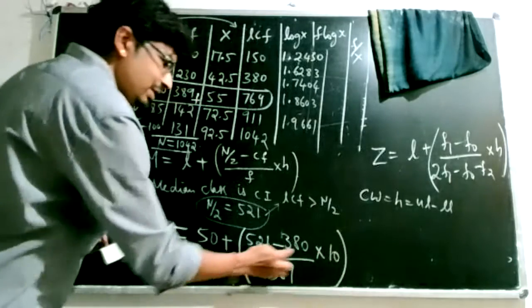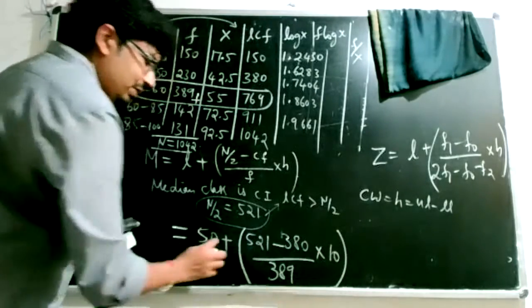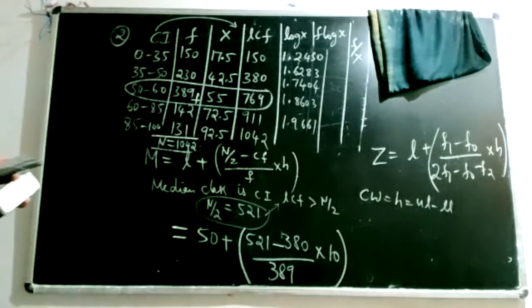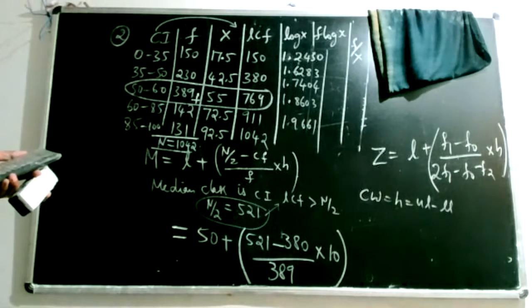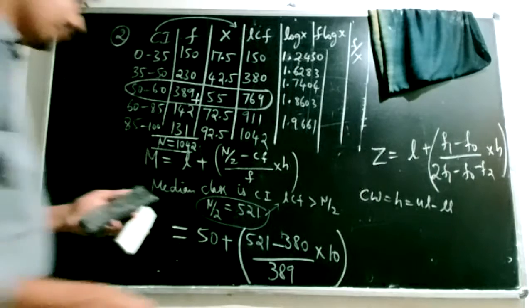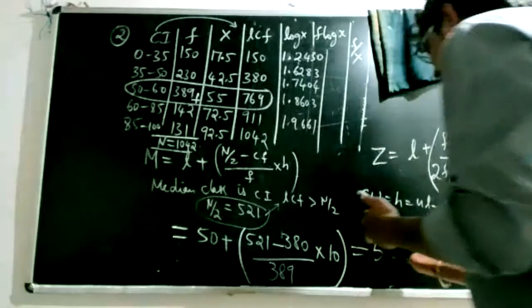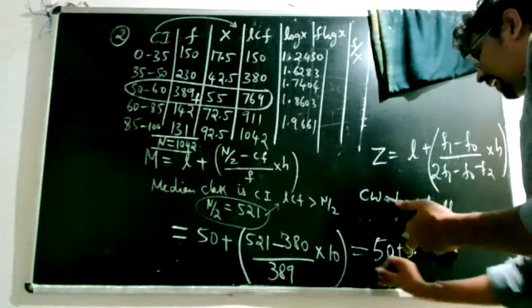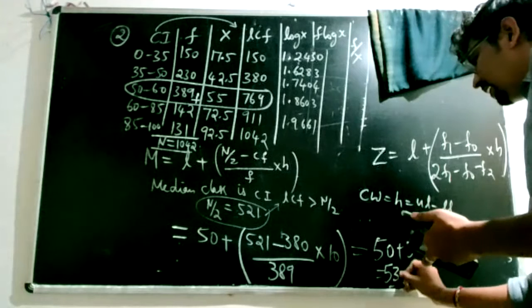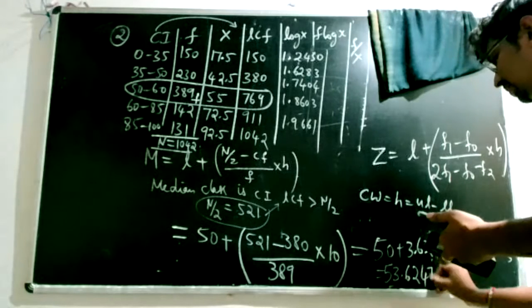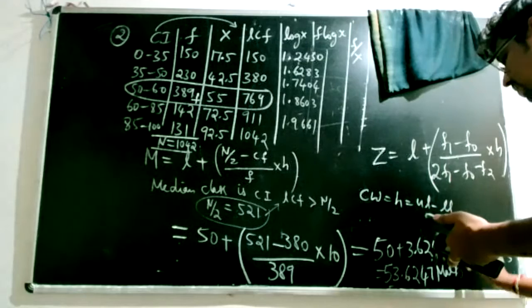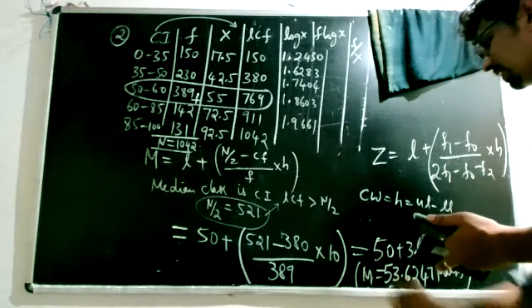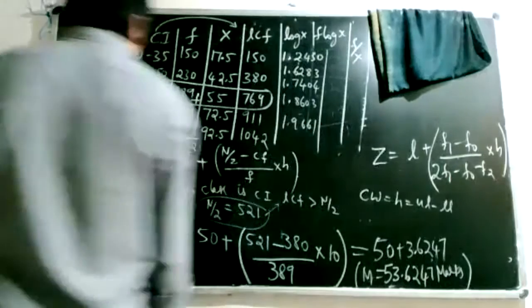So first do the subtraction, then multiplication, division, and then the addition. So when I do 521 minus 380, I get 141. 141 into 10 divided by 389 gives me 3.6247. So when I add 50 to that, I get median as 53.6247. And since it's a distribution of marks, I could say median is equal to 53.6 marks.